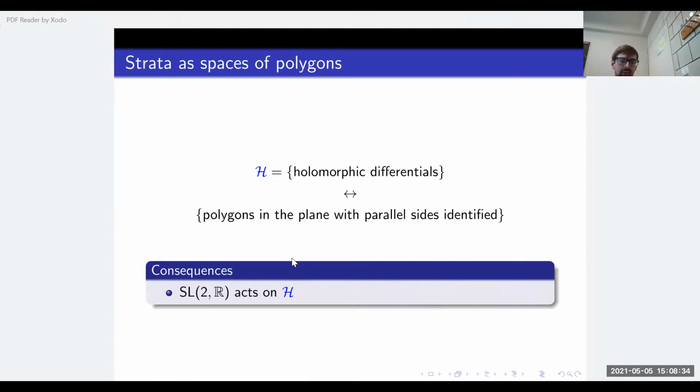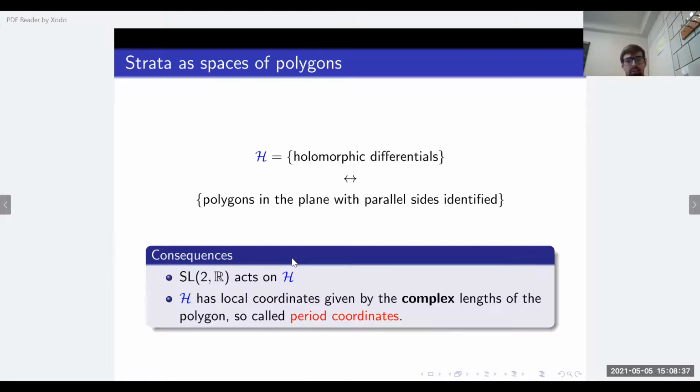And there's a second consequence that I will need, which also comes from the description by polygons: you get a natural coordinate system. So the space of abelian differentials becomes a manifold. It's not really a manifold, but for all intents and purposes you think of it as a manifold, and we can describe the coordinate charts very nicely once we draw the polygon. I'm going to explain how this works in a second. But for now, I just want to record that we get those two consequences from the description as polygons.